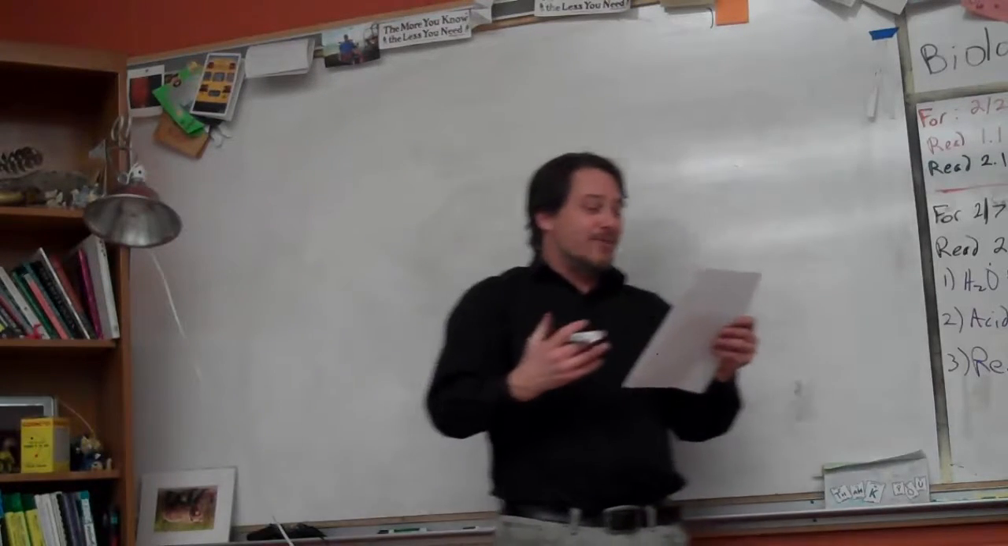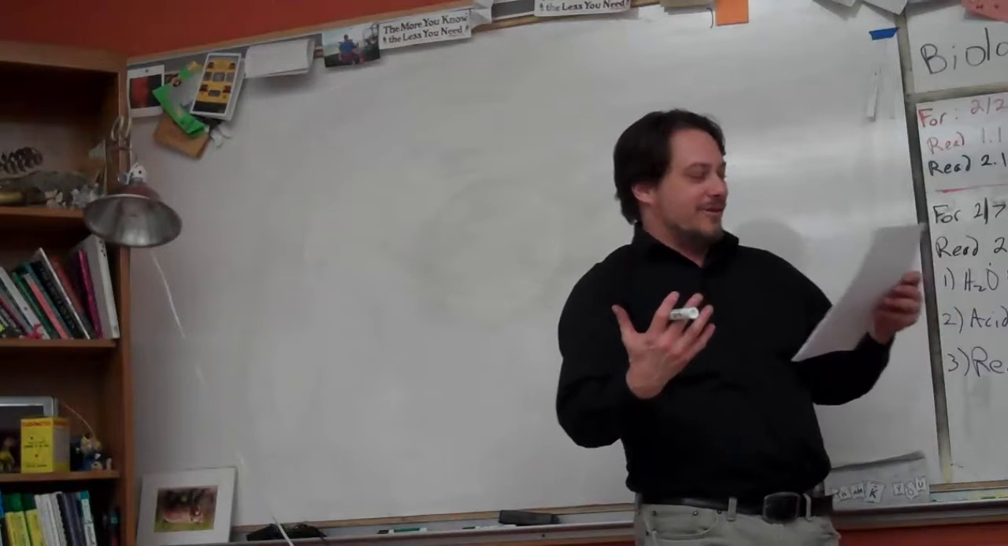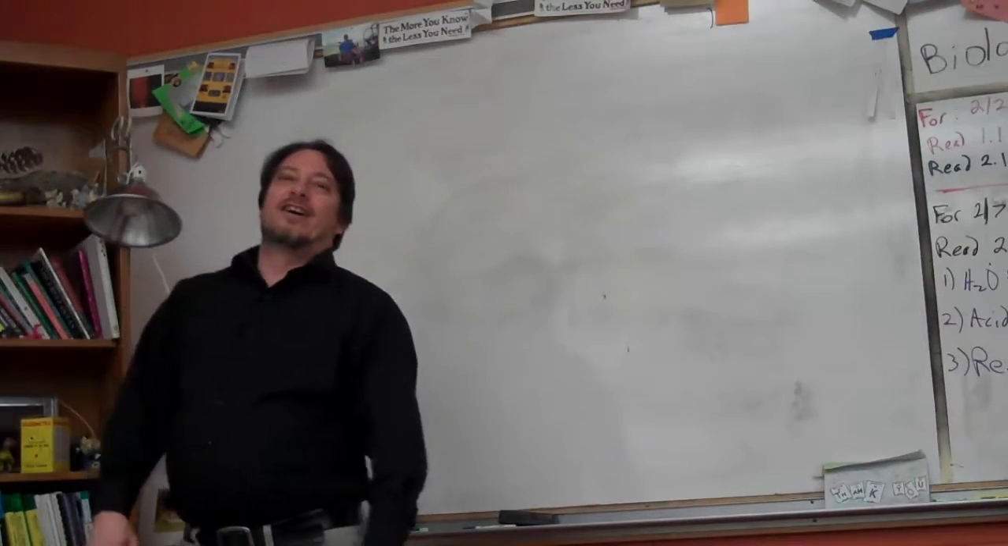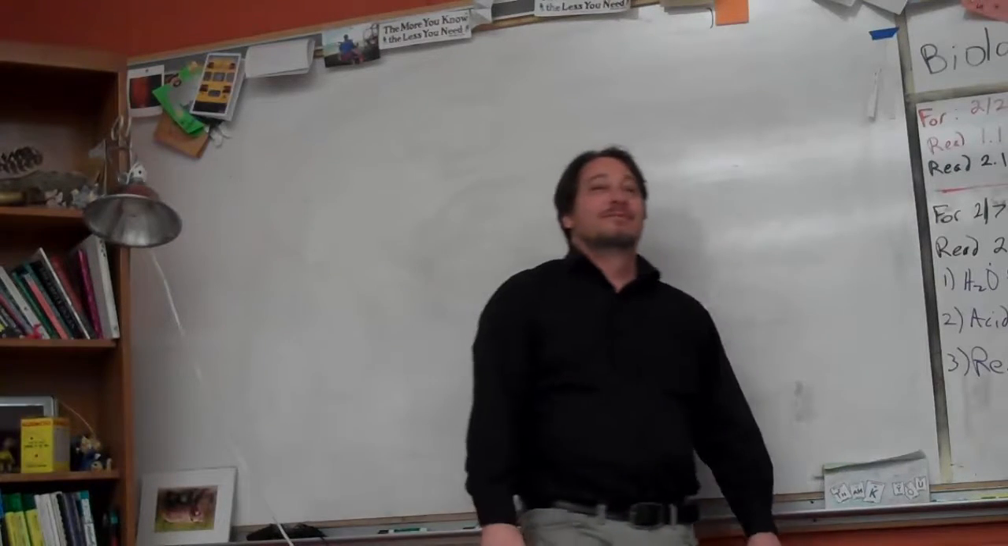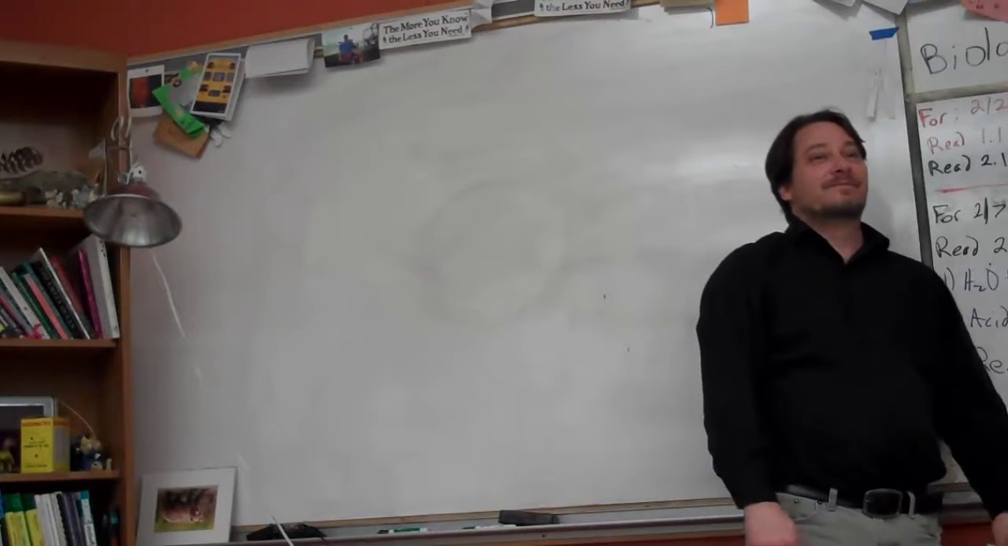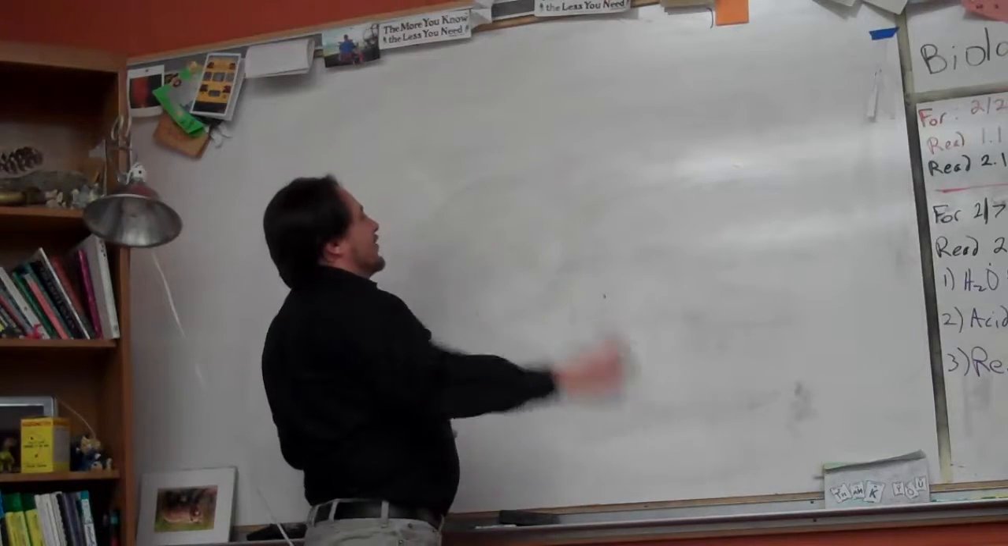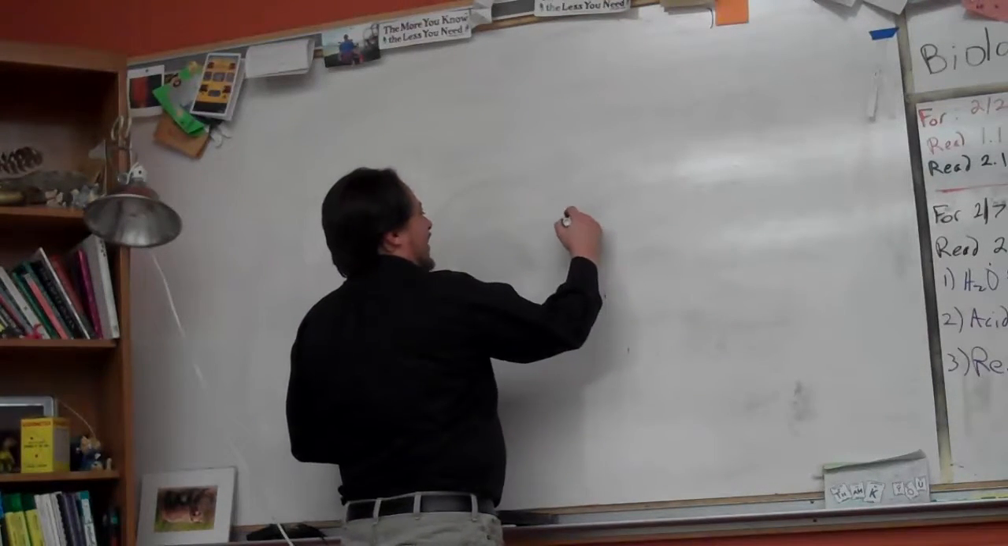The main idea: ions form when atoms gain or lose electrons. What is an ion? Anthony says an atom or molecule with a loss or gain of an electron. Yes, an atom or molecule that gains or loses an electron.